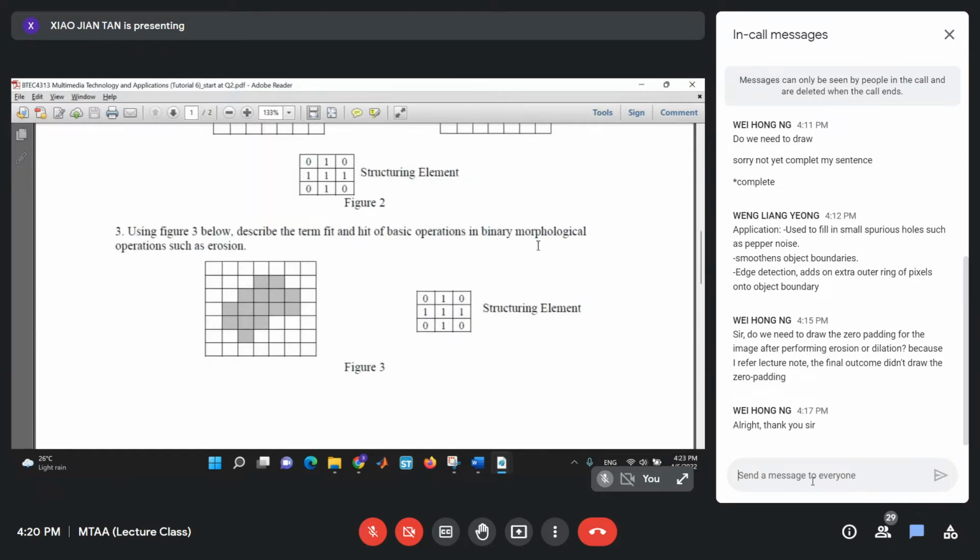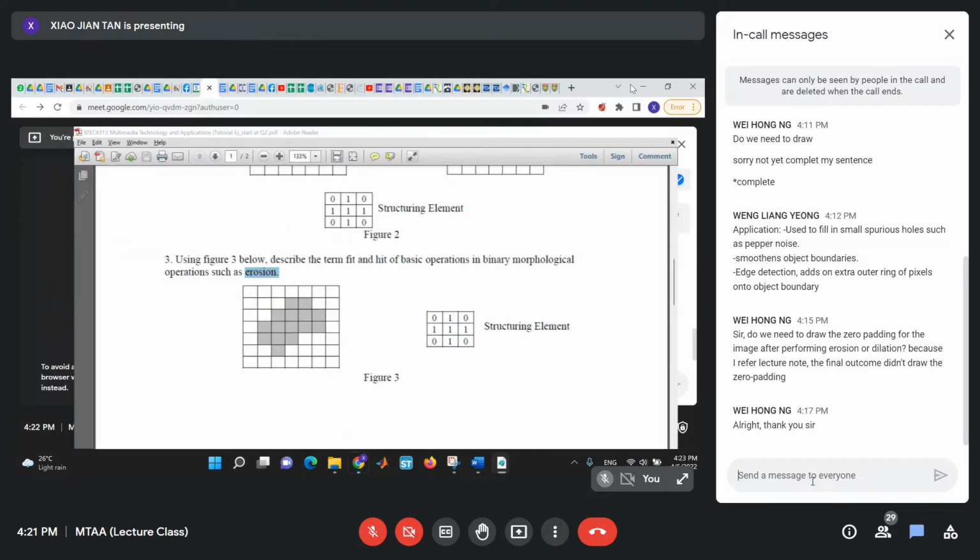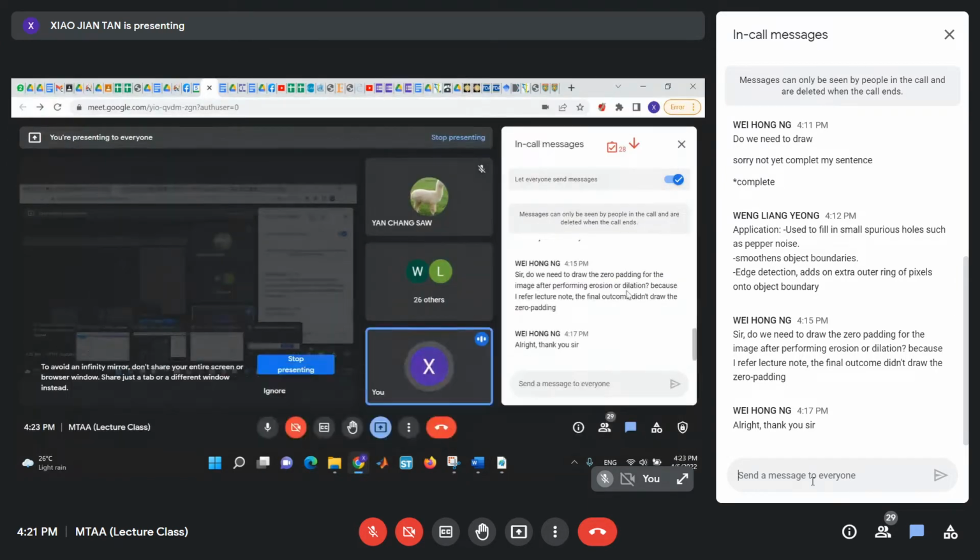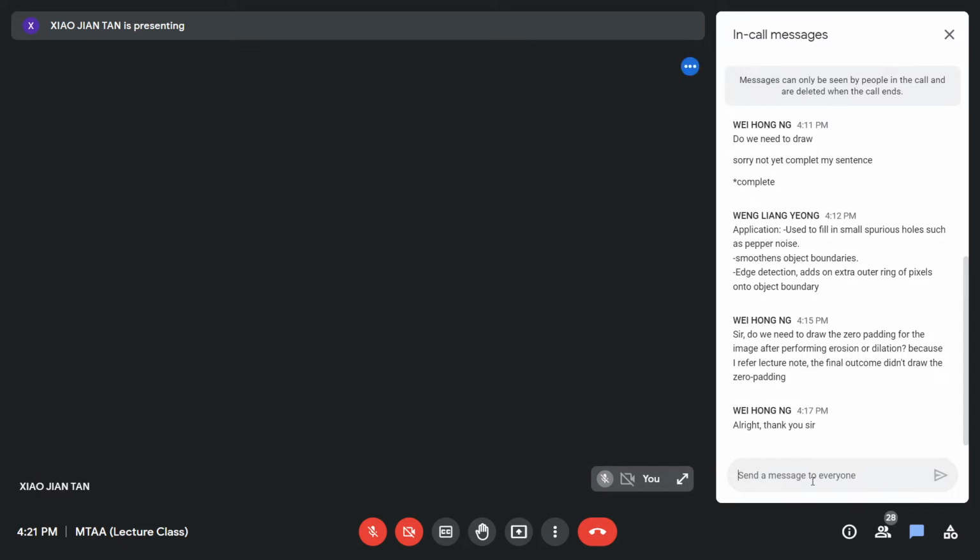For this kind of question, it depends on the marks given. You can actually draw the output of this one. If the marks given are like 10 marks, then perhaps you need to draw. If it's maybe just 3 marks, then you don't need to draw. Instead, you need to explain what the erosion is going to do and what the expected output would be. Okay, so let me unshare my screen.